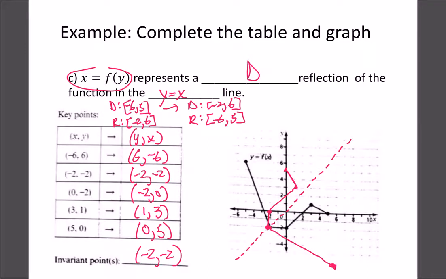So you can see if we compare these, our domain and range are just sort of interchanging between the two, which makes sense. We're flipping our x and y coordinates. We should be flipping our domain and range as well.